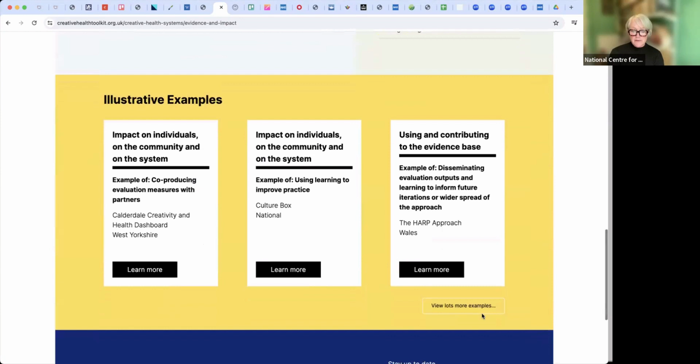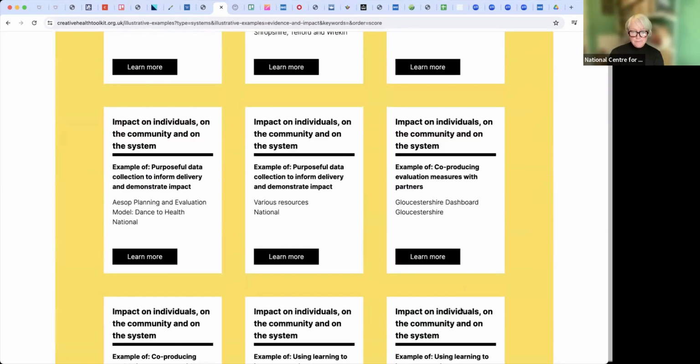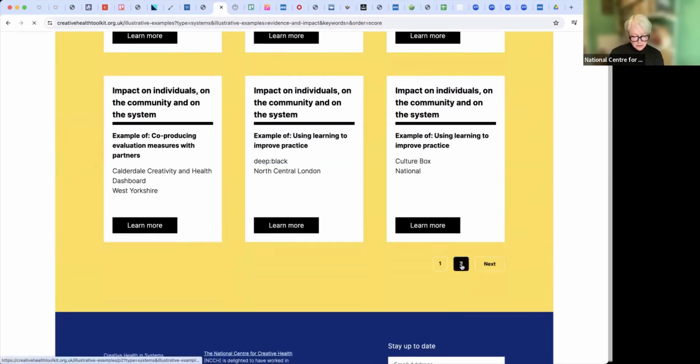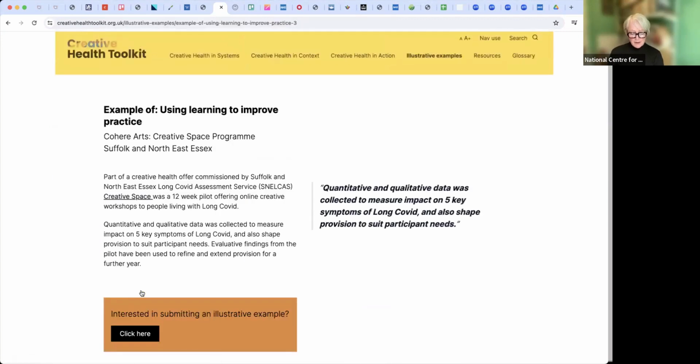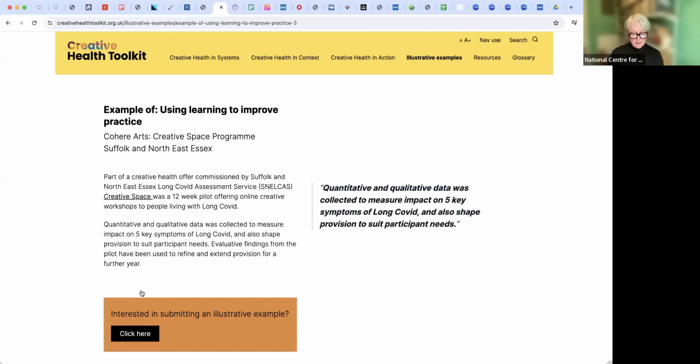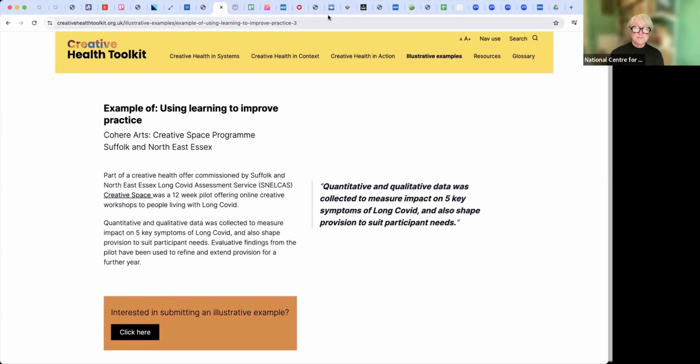And in the illustrative examples, again on page 2, we have an example from Suffolk and North East Essex, and a creative health offer that was commissioned by Suffolk and North East Essex Long COVID Assessment Clinic. Quantitative and qualitative data was collected to measure impact on 5 key symptoms of long COVID, and the findings from the pilot were used to refine and extend provision for a further year.